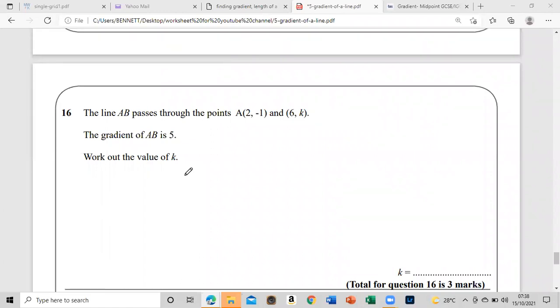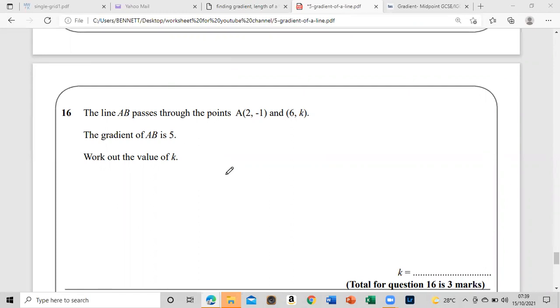They say that the line AB passes through the points A(2, negative 1) and B(6, k). So we don't know what k is, and they say the gradient of AB is 5. Work out the value of k. I'm particularly pleased with this one because it just requires a little bit of thinking. It's not hard.